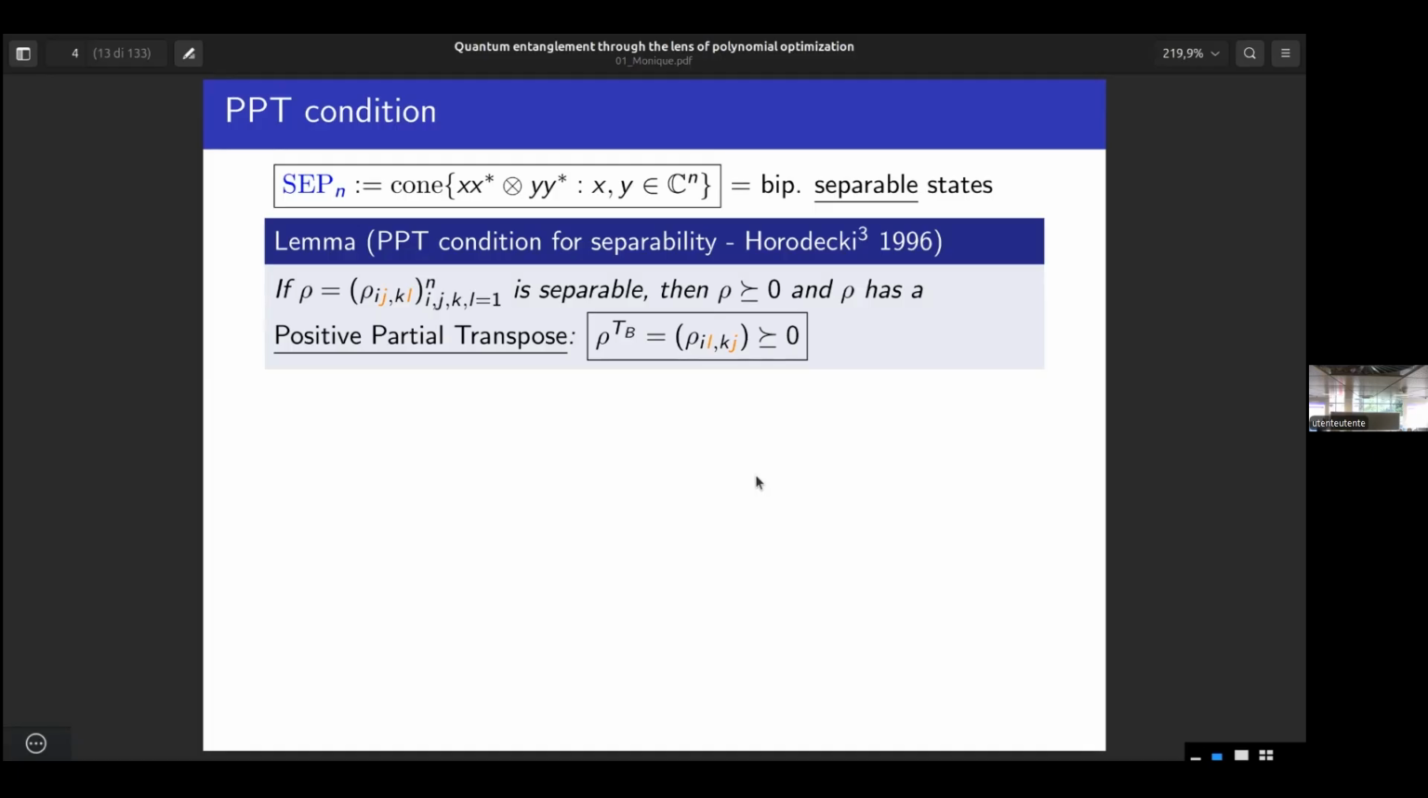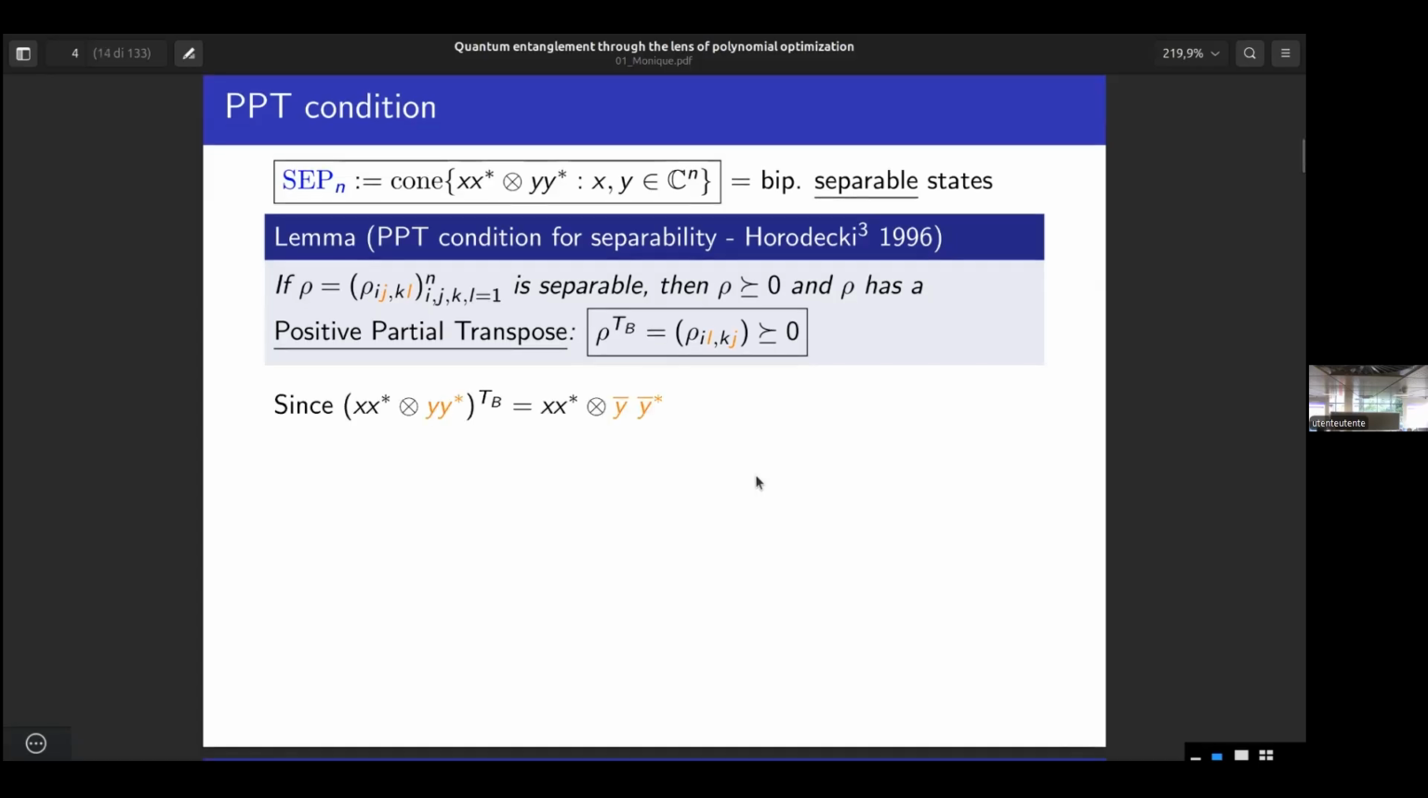So if it is separable, then of course it should be positive semi-definite, because every state xx star times yy star is positive semi-definite. So that's obvious. The second condition is that its partial transpose should be positive semi-definite. So the partial transpose here, you take the partial transpose in the second, the B register, means that you take the second indices, j, l, and you flip them, k, l, j. So this should be, again, positive semi-definite, simply because if you apply it to a rank 1 state, this amounts to replace y by its conjugate. So of course, this preserves positive semi-definiteness.